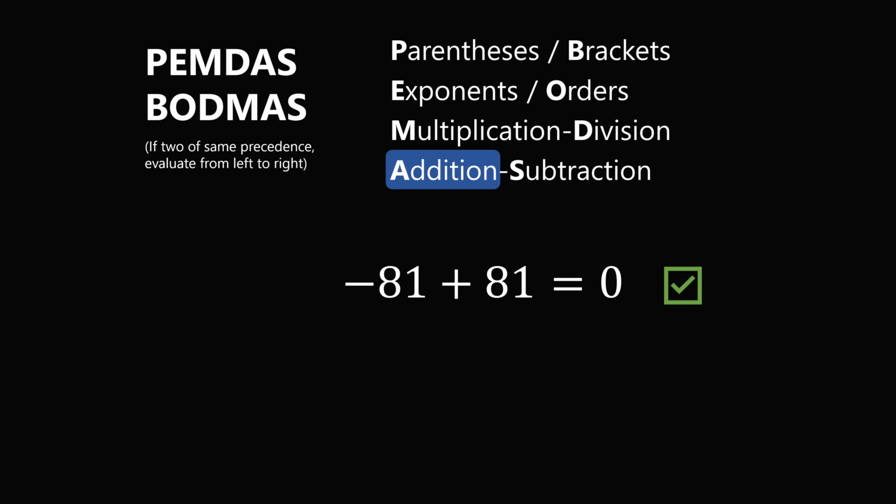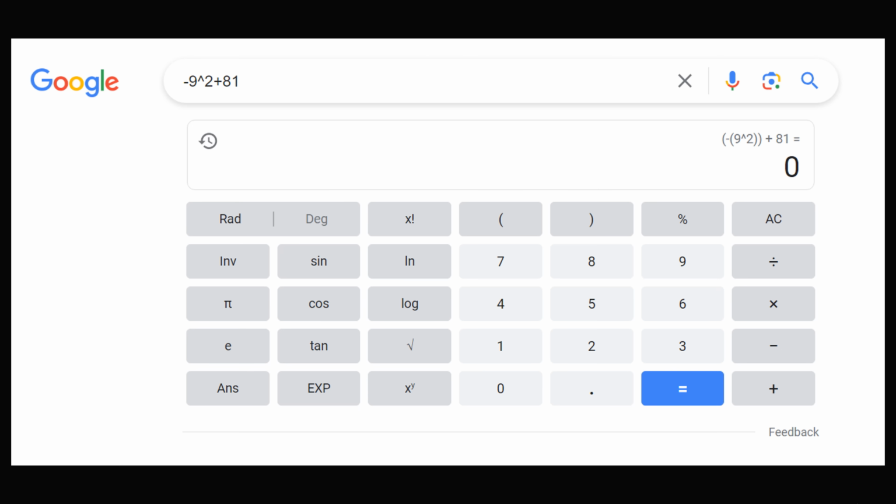Just for further illustration, you could type this expression into Google, and it will show you that the opposite of 9 squared plus 81 is equal to 0. And Google will even parse it out, so you see parentheses around 9 squared, so it's evaluated first, and then you take the opposite of 9 squared. So the opposite of 9 squared plus 81 is equal to 0.